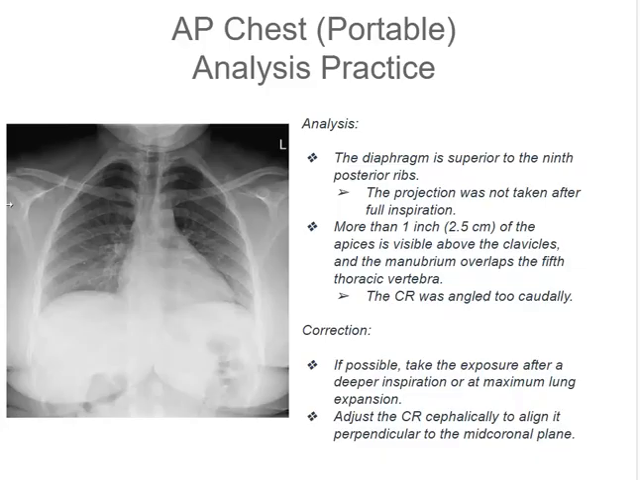In order to correct this imaging, we definitely want to coax the patient into obtaining a deeper inspiration and make sure that you take the image on the second full inspiration. You also want to adjust the central ray cephalically until it's aligned perpendicular to the mid-coronal plane.